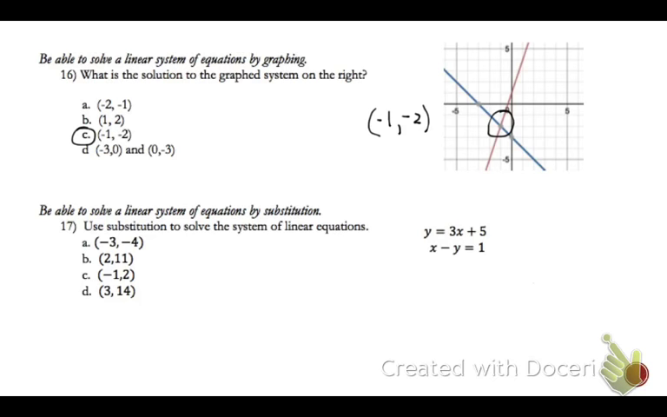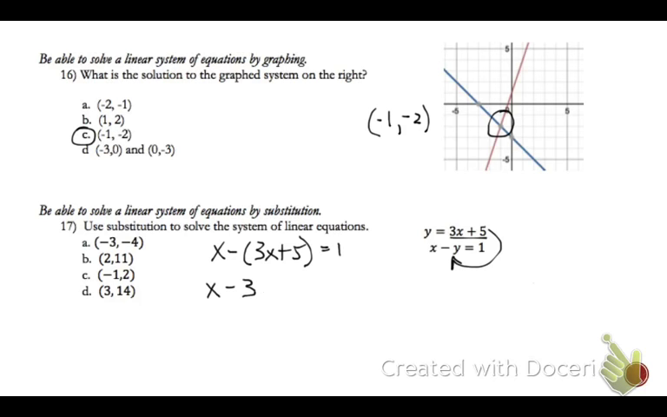On 17, we want to use substitution to solve this system of equations. So we see that our first equation is y equals 3x plus 5. Now we're going to take that expression and plug it in for y into our second equation. So I'm just going to open a parentheses and substitute in 3x plus 5 for y.